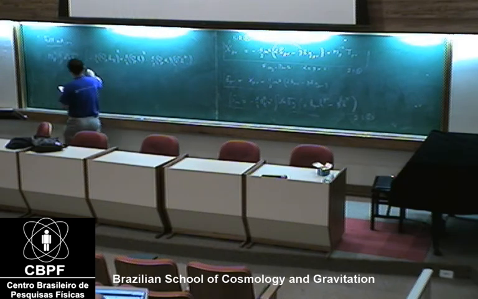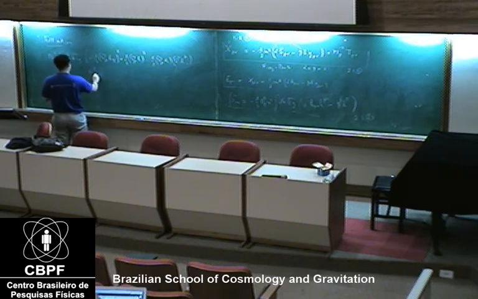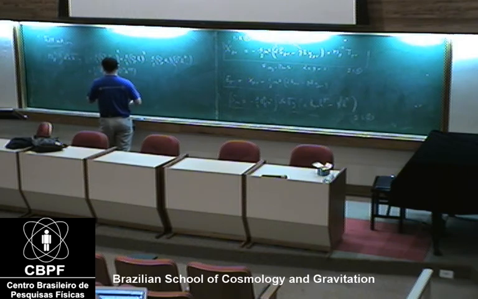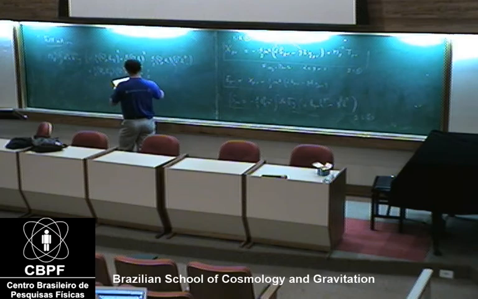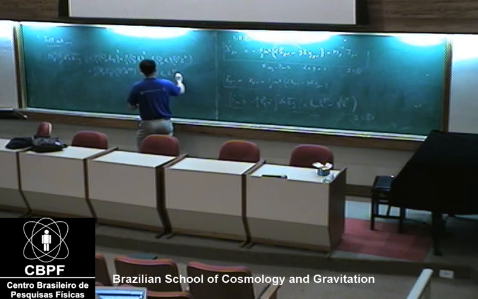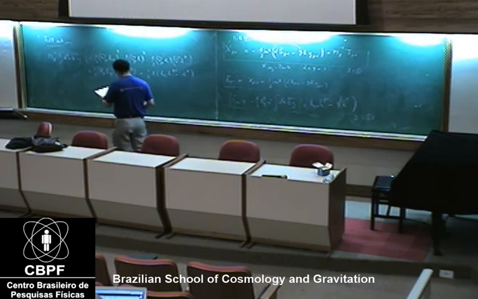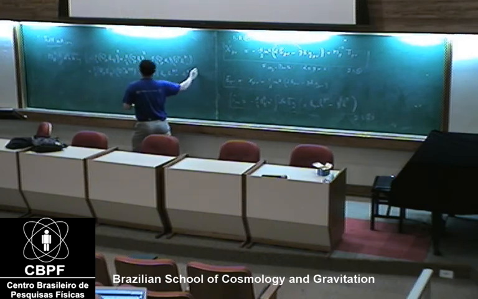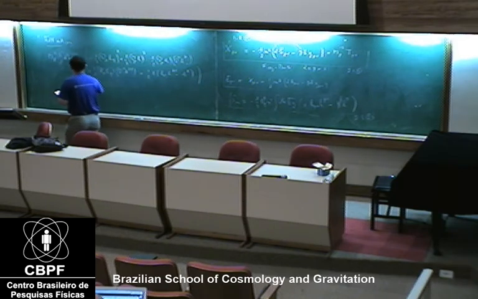Okay, so this piece is just the Einstein-Hilbert piece again. Then you have also the cosmological constant piece, right? And then you have this mass term here. Okay, then you add this SM here.